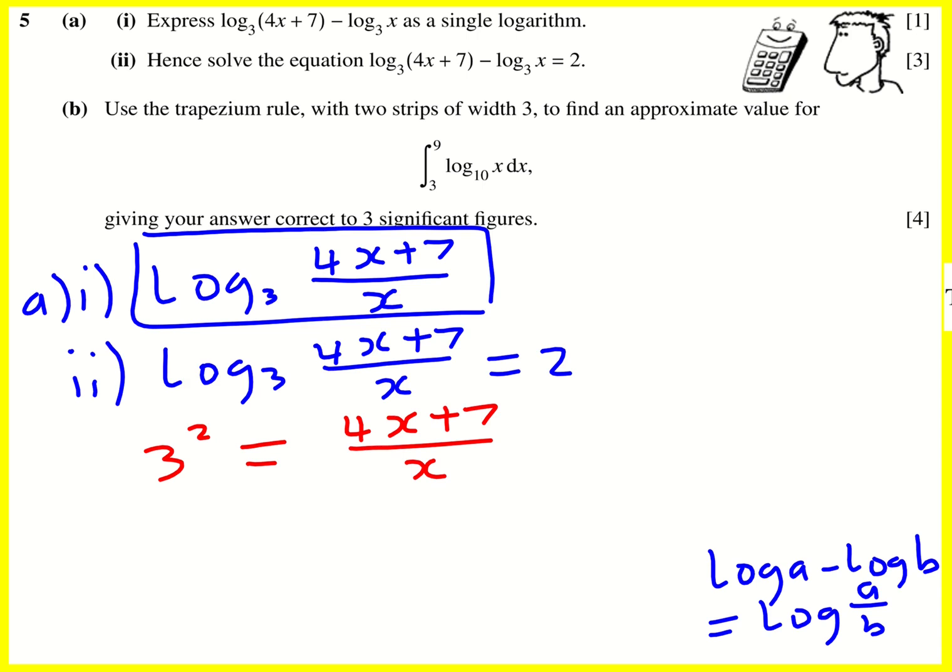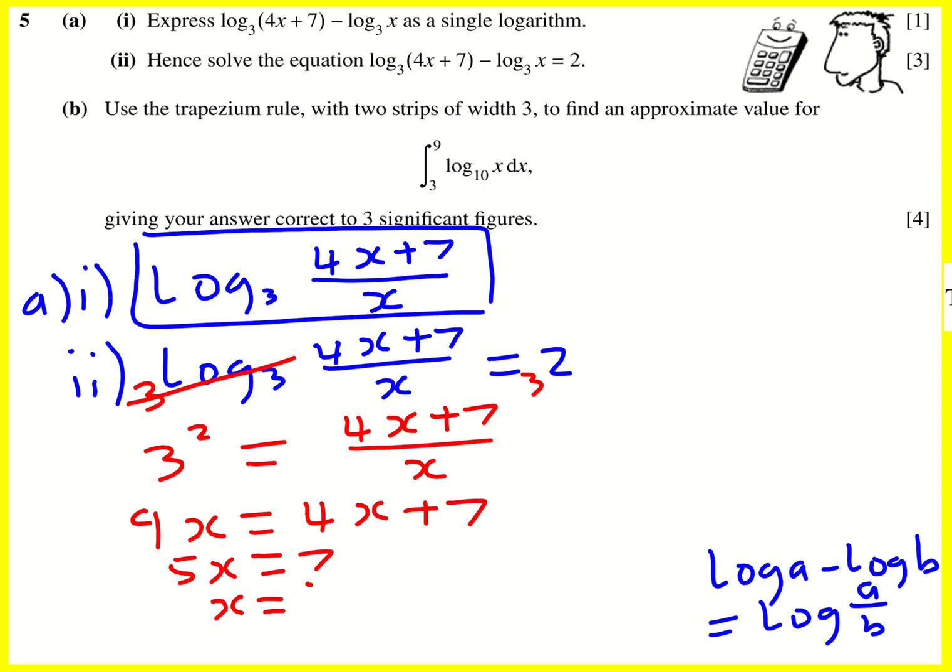You could alternatively raise both sides to the power of 3, and then these cancel out because they're inverse operations, and then get the same thing just swapped around. But make sure you can undo logs and get to this sort of thing. I'm going to multiply through by x now, so 3 squared is 9, so I'm going to get 9x equals 4x plus 7, and I'm nearly there. Minus 4x from both sides, 5x equals 7, x equals 7 over 5. Brilliant.